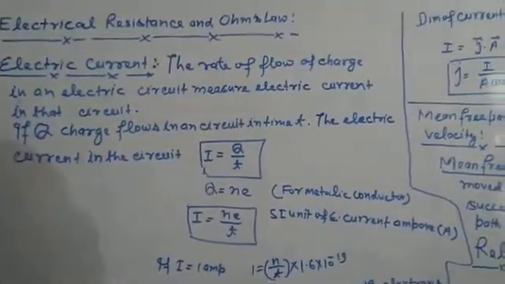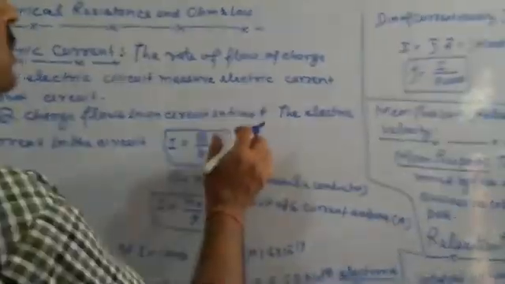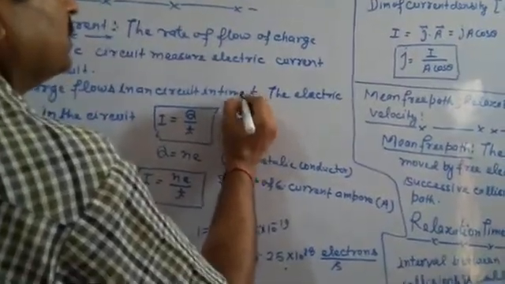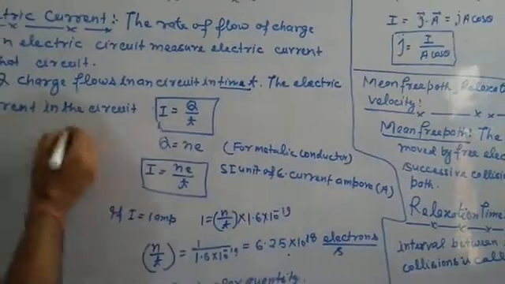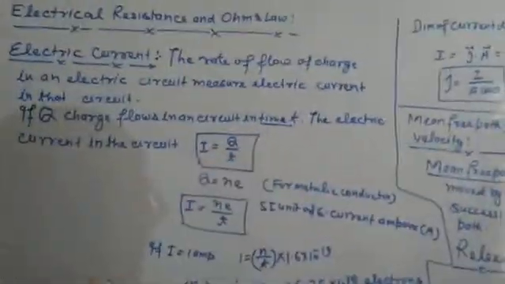current in that circuit. If Q charge flows in a circuit in time t, then the electric current in the circuit I equals Q upon t.